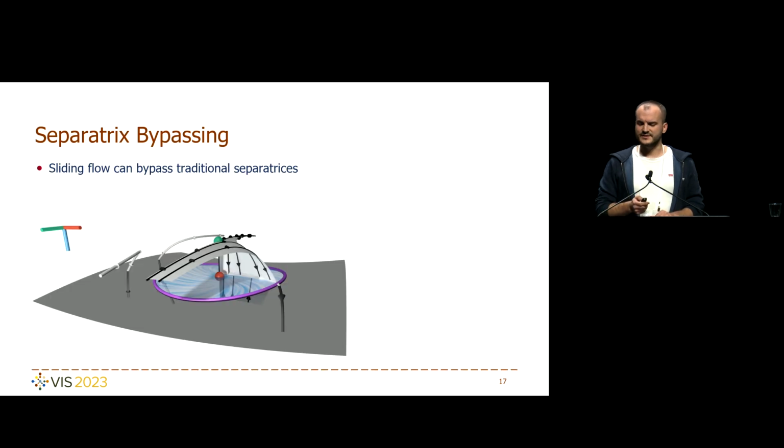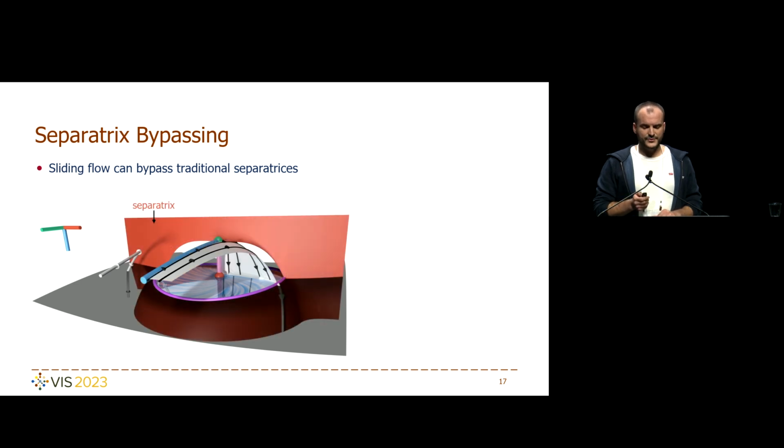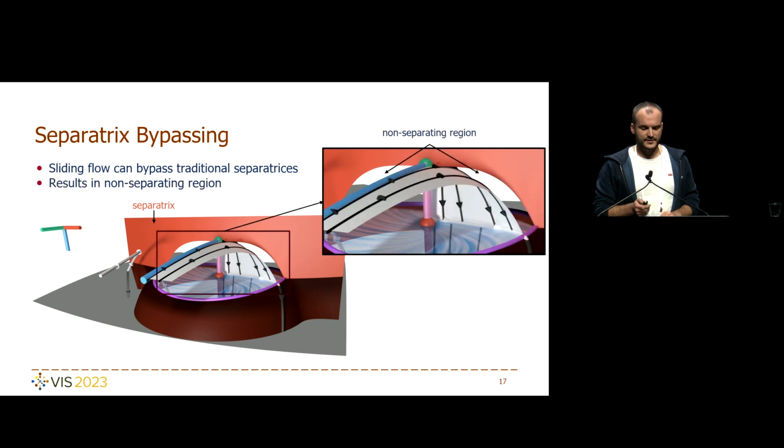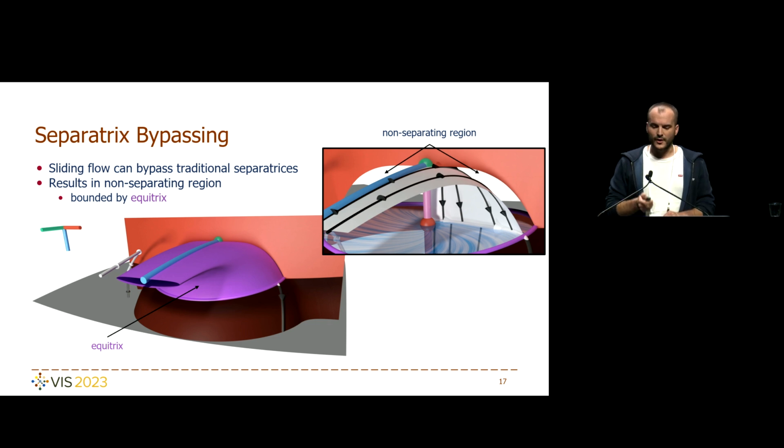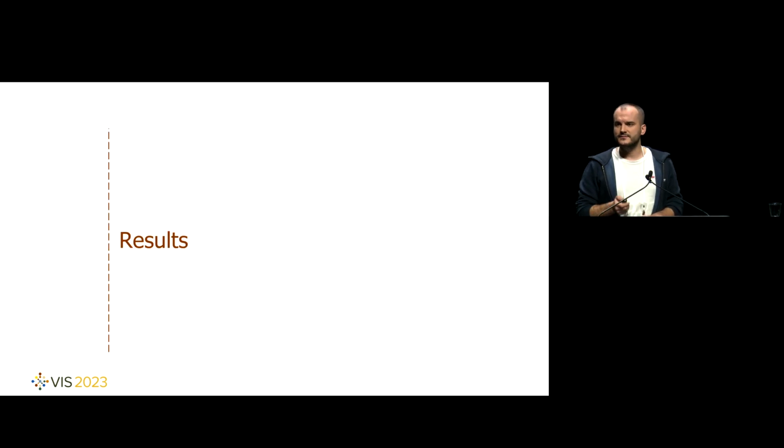In this example, we will see that sliding flow can indeed bypass separatrices. This field exhibits an attracting sliding flow and a 3D saddle. The saddle induces a separatrix, which separates two regions. Through the sliding flow, some flow can bypass the separatrix from one region into the other, negating separating properties of the separatrix, which we indicate here with the cutout region of the separatrix. The non-separating region is exactly bounded by the ecretrix coming from the boundary switch curve. All initial conditions that are not separated by the separatrix are enclosed by the ecretrix.